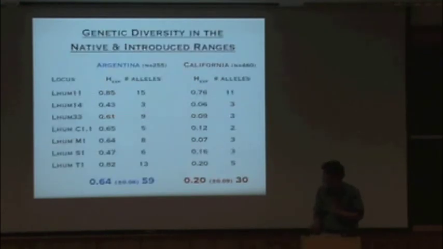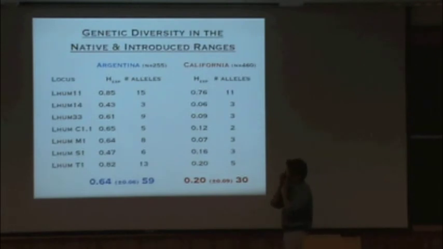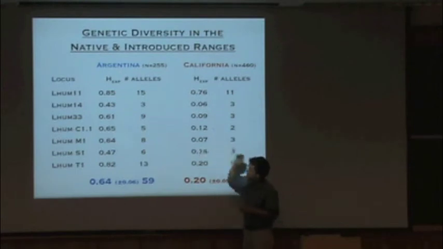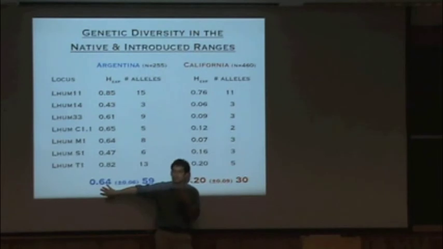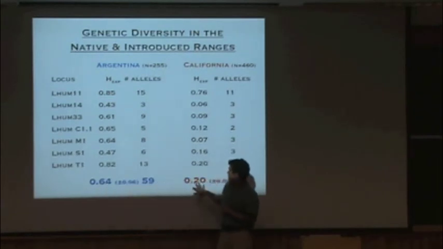And so this is the first pass we made at this data many years ago. We've fleshed out a lot since then, but the story hasn't changed. The take-home message across these different microsatellite loci is that in Argentina, if you measure expected heterozygosity, which is a measure of genetic diversity, you see a level that's about three times as large as the level of genetic diversity you see here in California populations.